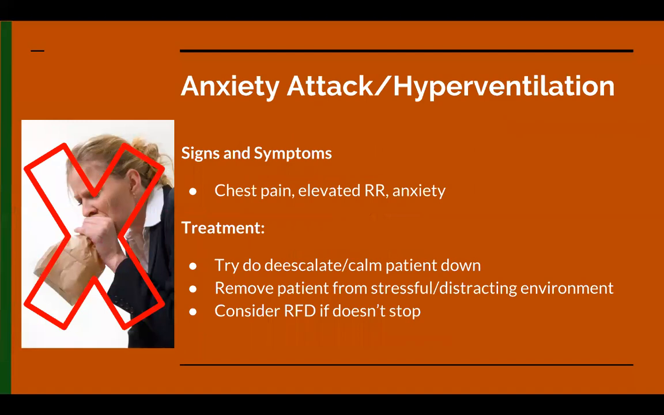Okay, and then anxiety attacks. So if you've ruled out PE and you know it's an anxiety attack, signs and symptoms of that, they're going to have chest pain. It's going to be that tight chest pain, not really as much of a pressure. The respiratory rate's going to be elevated because they might be hyperventilating. And then, of course, they're going to be anxious. They'll probably have a history of anxiety as well.